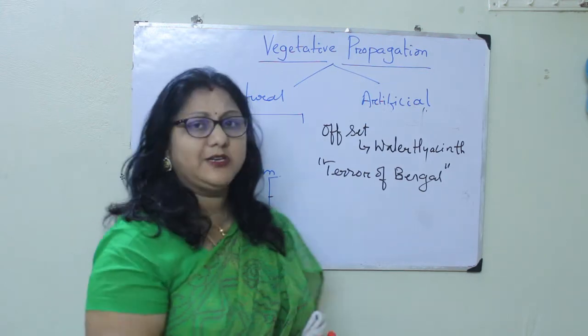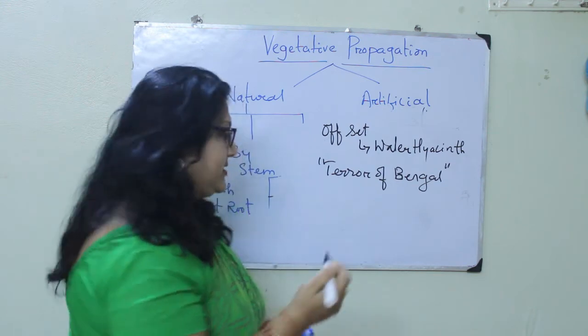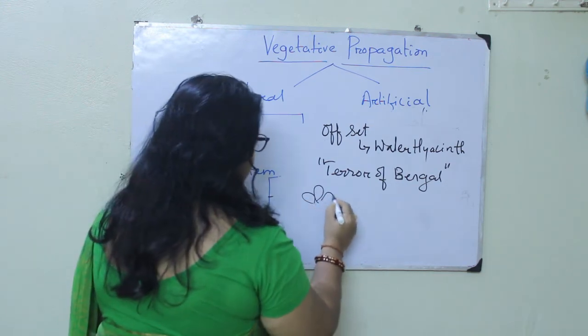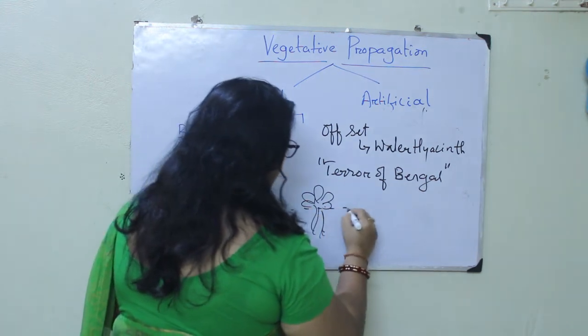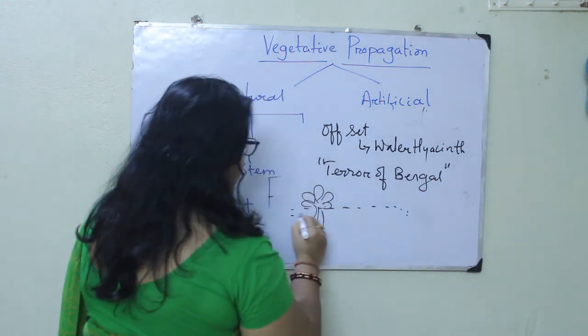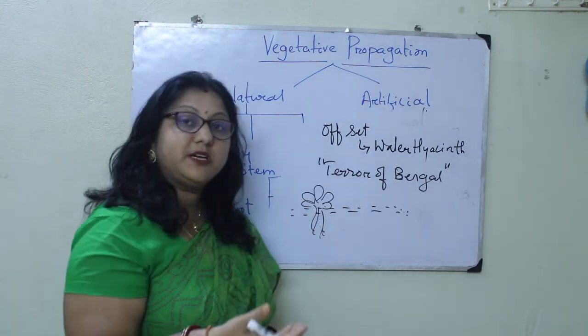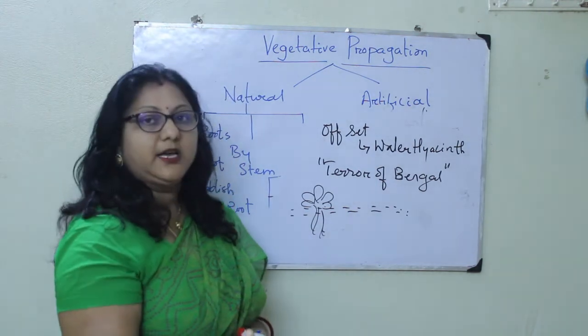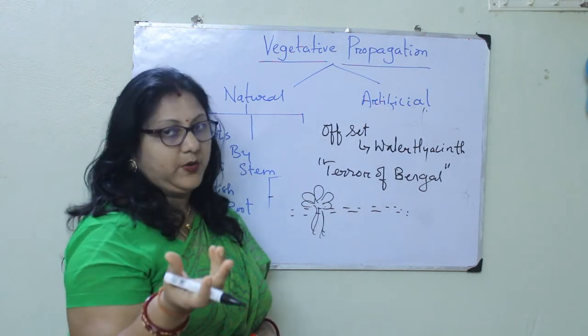Now let us see how the offset looks in the water hyacinth. Suppose this is the plant, the hyacinth plant, and these are the roots. These are almost floating plants, right? So floating means they will be submerged plants. Half of the plant will be under the water and only the leaves will be outside.